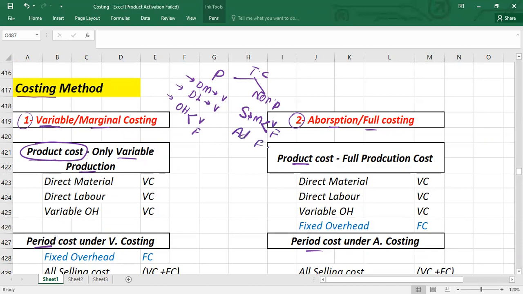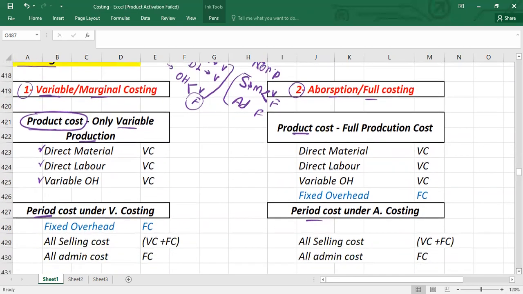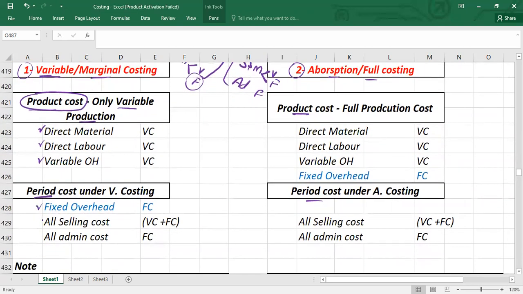Now, guys, when we say product cost under variable costing, we only have to take variable production cost. In variable production there are three costs: direct material, direct labor, and variable overhead. So these costs will be inventorized, I mean, they will be part of inventory. Now if you look at what is left, it is fixed overhead cost and selling and administration cost.